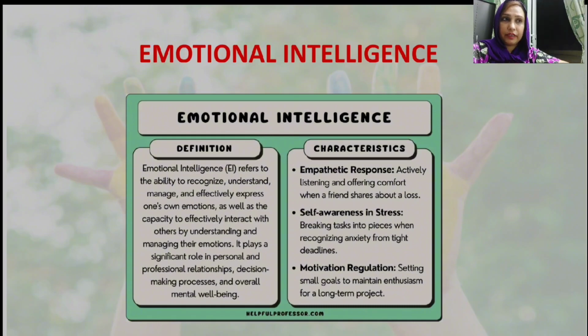Resolving conflicts constructively using conflict resolution skills. Being authentic and not pretending to be someone you are not. So this is like just being yourself.